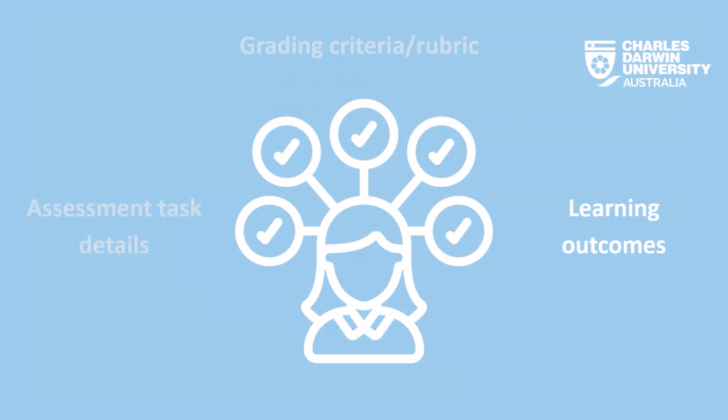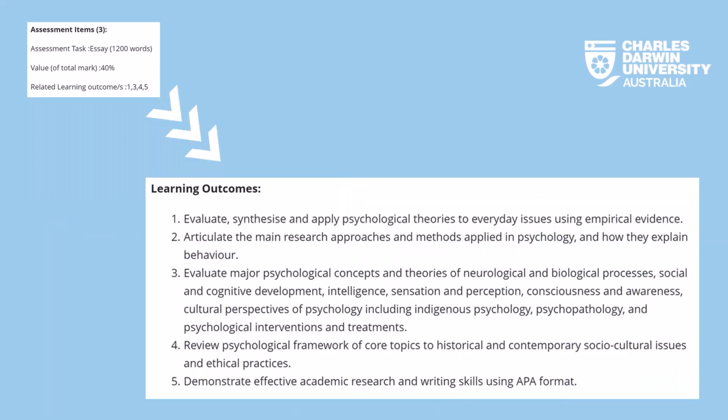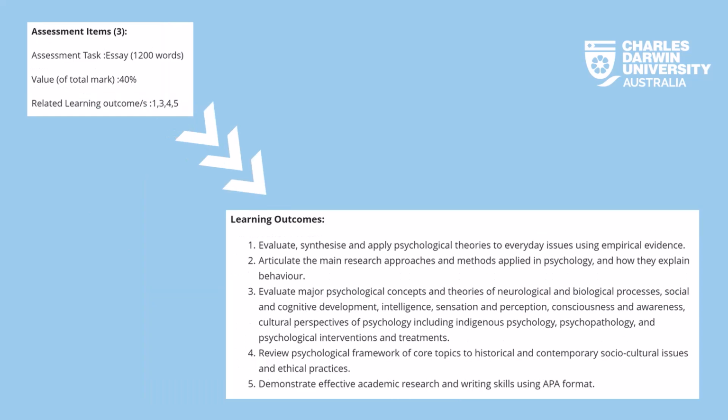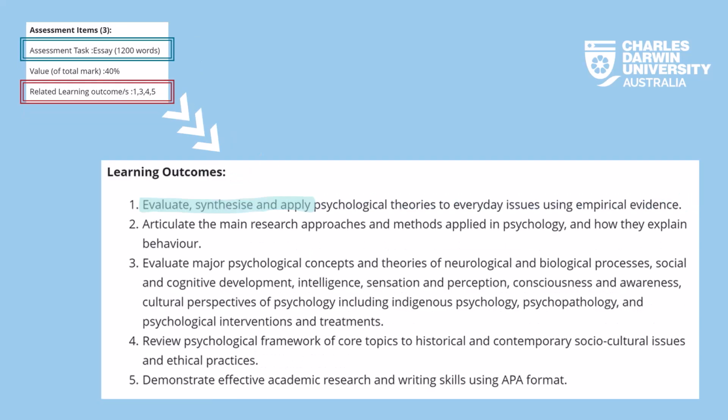You need to understand the relationship between your assessments and your learning outcomes. Consider the example on screen from a psychology unit. The details specifically state that the assessment, an essay, is related to learning outcomes 1, 3, 4, and 5. What does this mean? The learning outcomes here tell us that in their essay, students are expected to evaluate, synthesize, and apply psychological theories to everyday issues using empirical evidence. They are also expected to evaluate major psychological concepts and theories, and so on.